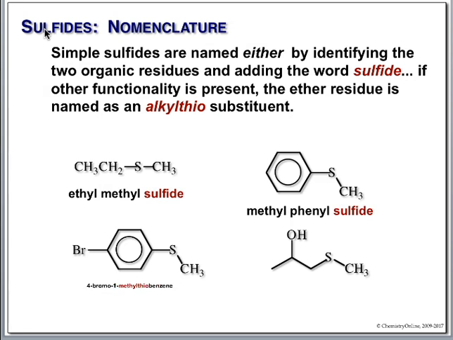Sulfides smell. Remember we said that about thiols. They stink just the same. Nomenclature-wise, we're going to use sulfide instead of ether. Instead of alkoxide, we could use alkyl thiol. So ethyl methyl sulfide, methyl phenyl sulfide. Here we're labeling this as a derivative of benzene with a methyl thiol group. Again, a methyl thiol propanol. We're not going to do nomenclature of sulfides on an exam, but just remember it's the same basic concept as ethers.